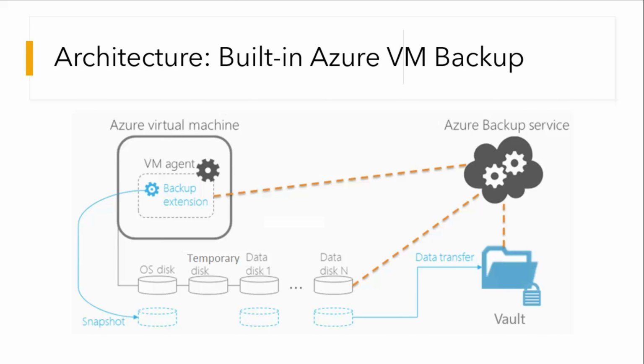Now let's have a quick look at the architecture of all the types that we have discussed. The built-in Azure VM backup, if you see that, the VM extension, that is the backup extension in the Azure virtual machines, is going to orchestrate the backup happening to the recovery services vault. The Azure Backup Service is going to take care of it by communicating to the agent in the form of the extension. It is there in your Azure virtual machine.